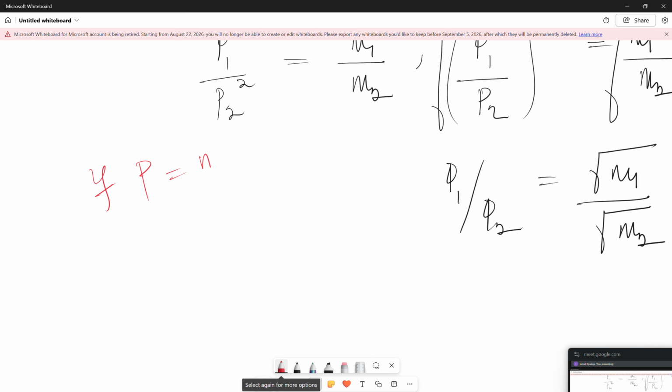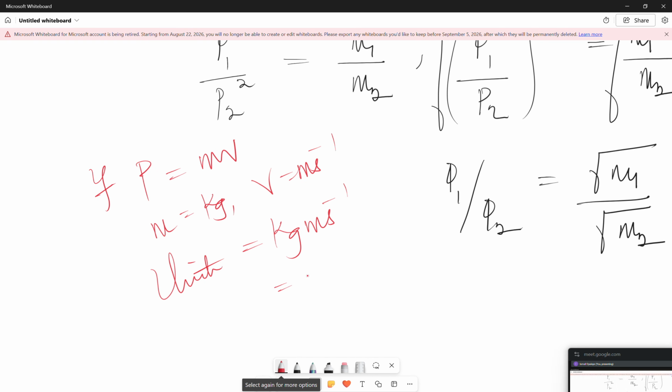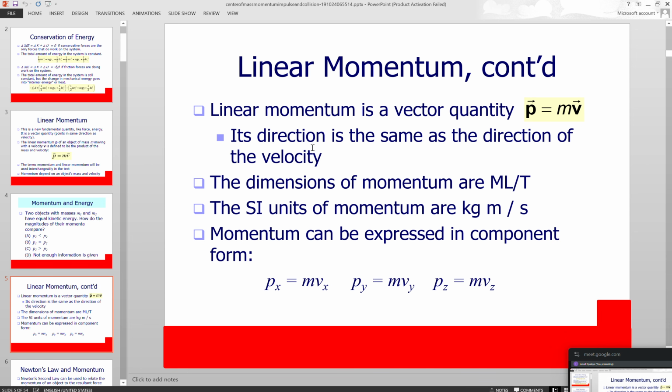Momentum is equal to mass times velocity. Mass is measured in kilograms and velocity in meters per second, so the unit for momentum is kilogram meters per second. In dimensions, that is capital M L T to the power negative 1. So that is that.